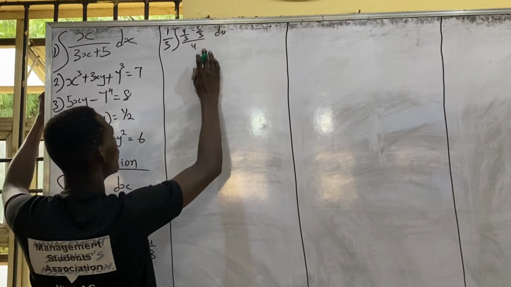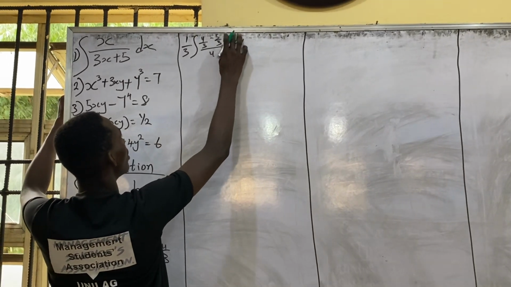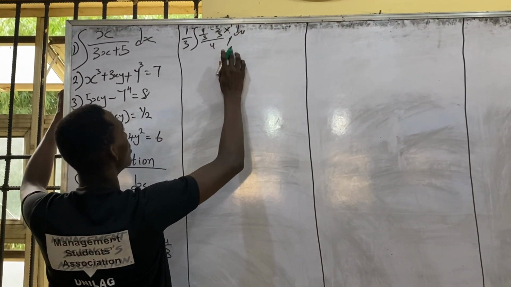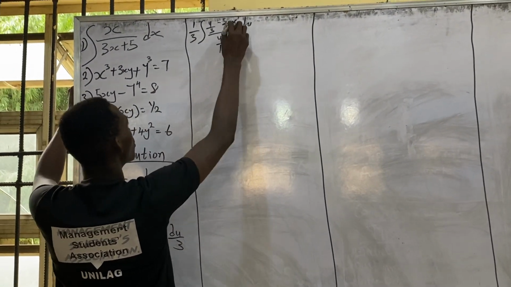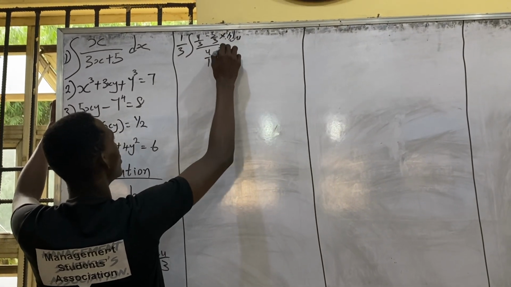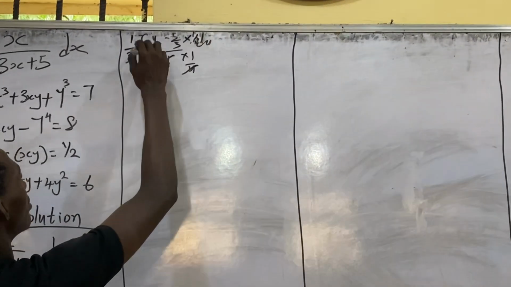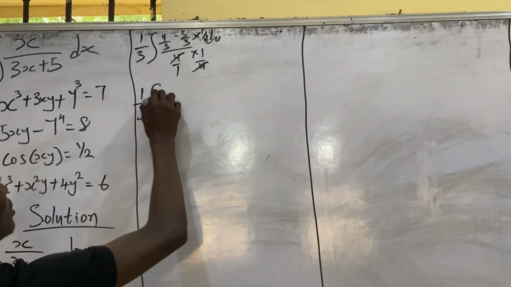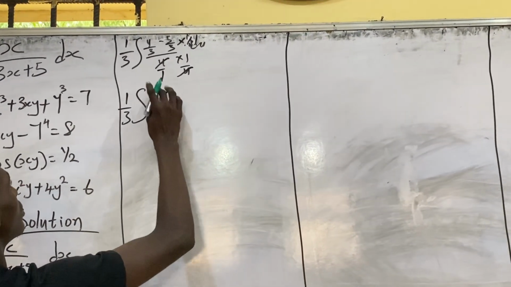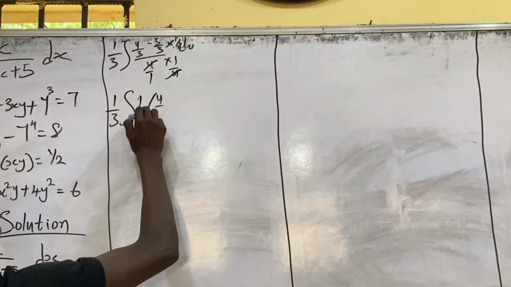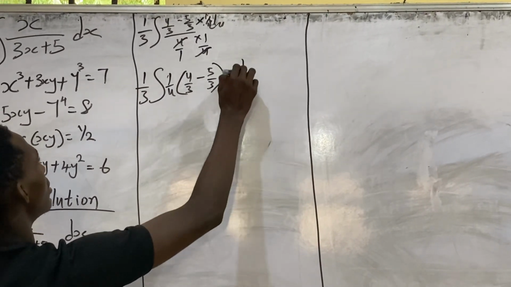So what do we do to get rid of this u? We multiply both sides by 1 over u. So this will cancel this. Then you multiply 1 over u times the whole of this. It's like saying 1 over u in bracket u over 3 minus 5 over 3, du.